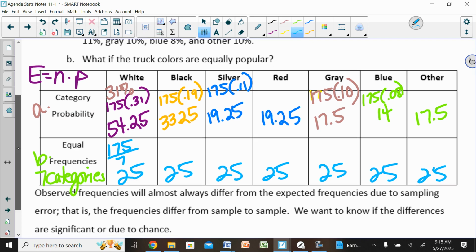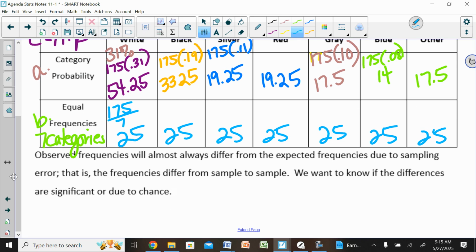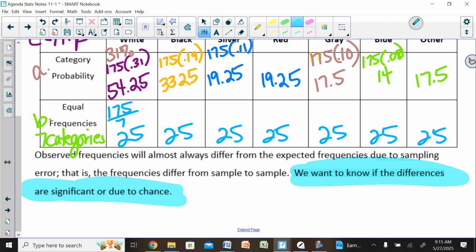Observed frequencies will almost always differ from expected frequency due to sampling error, right? Frequencies differ from sample to sample. That's just how it is. We want the sample to represent the population, but some are better than others. Some are different because we can't get that exact perfect representation. Here's what we're doing in this whole section. We want to know if the differences between observed and expected are significant, or if it's just a chance thing. It's just a sampling error, not a big deal. So that's where we are going to perform a hypothesis test.